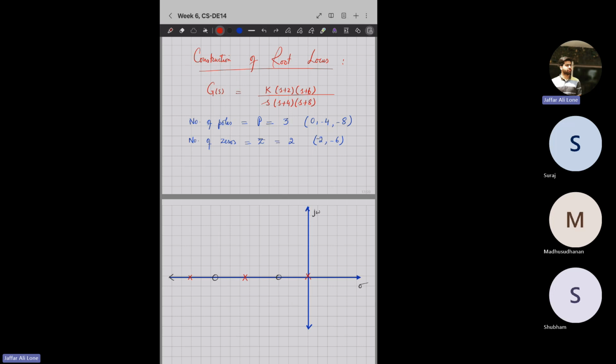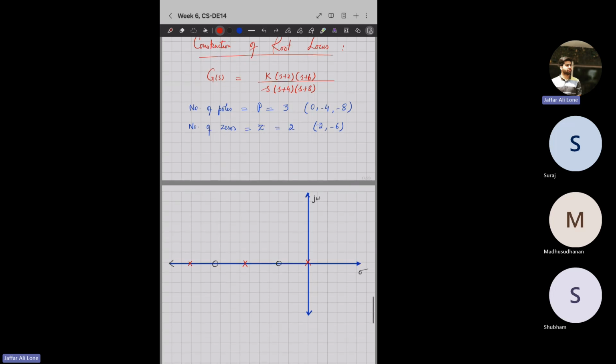So I'm not going into the details. You have already gone through this in your lecture. So I'll just write: this will be the valid region because there is one pole to the right of minus 2. This is minus 2, this is 0, this is minus 4, this is minus 6, this is minus 8. A root locus starts from a pole and terminates at a zero, so it makes sense. There is only one pole to the right of minus 2, which is odd, so this is a valid area of the root locus.